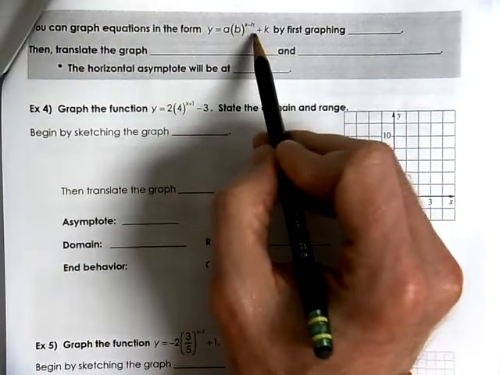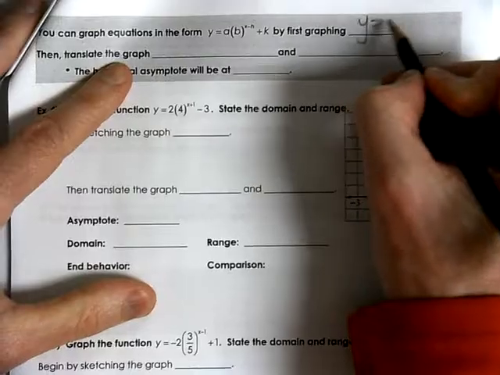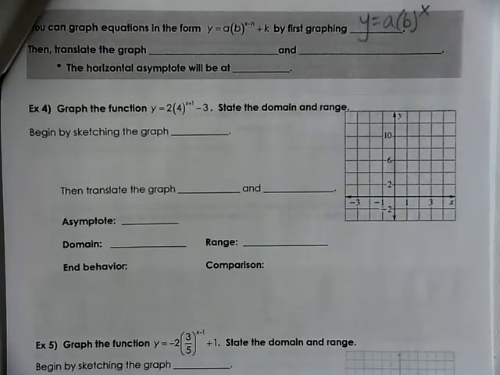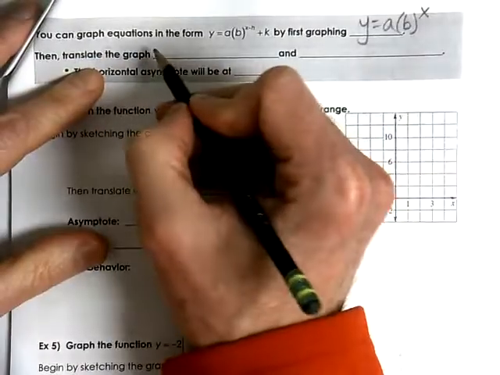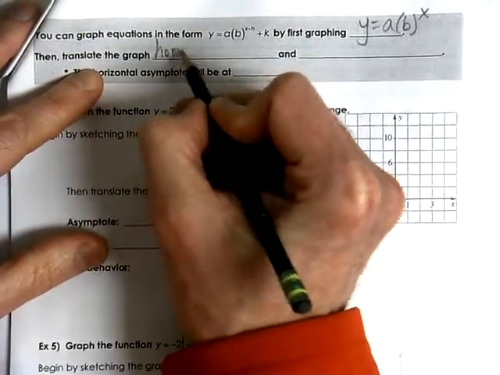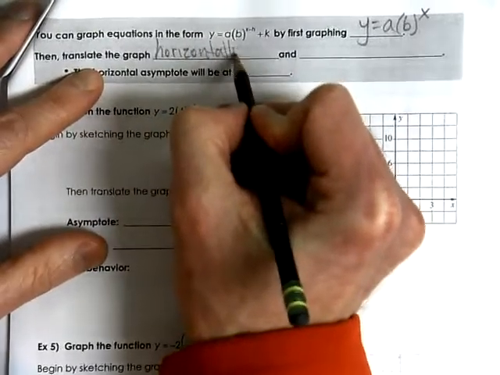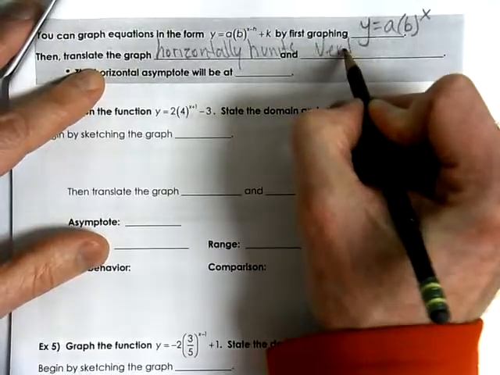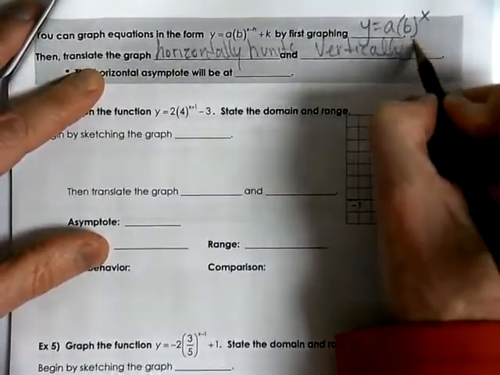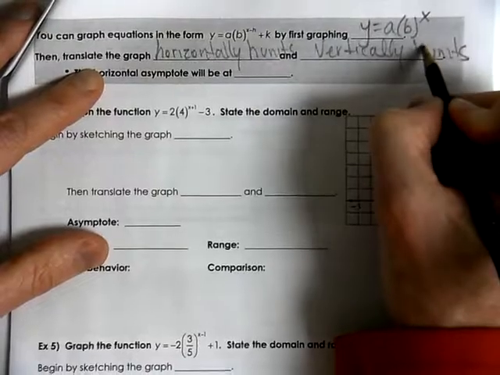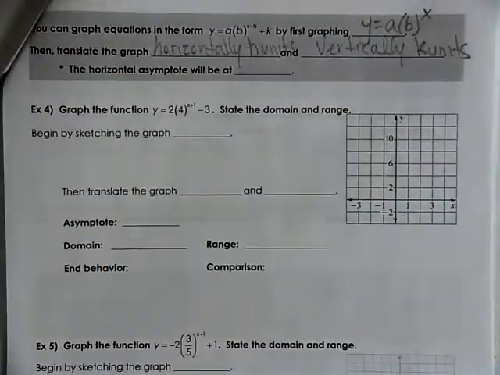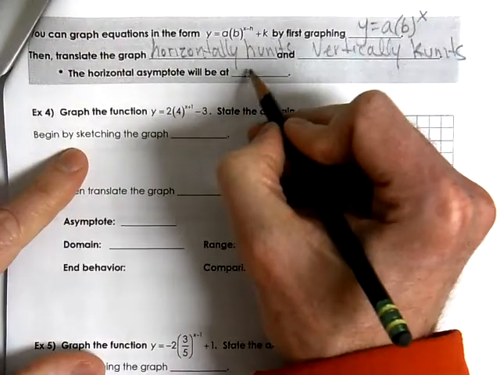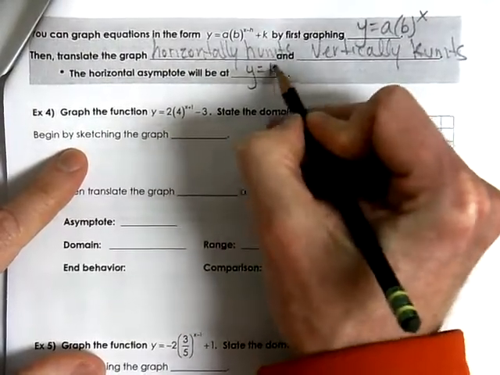Okay, we've done h's and k's before. So we're first going to graph a times b to the x power. Then we're going to translate the graph horizontally h units and vertically k units. We'll have a horizontal asymptote at y equals k.